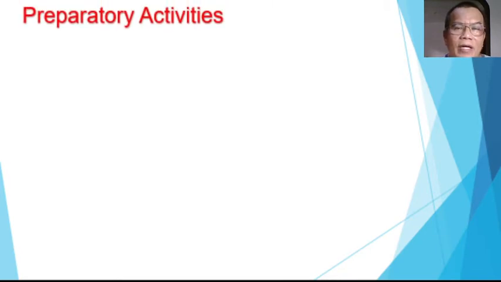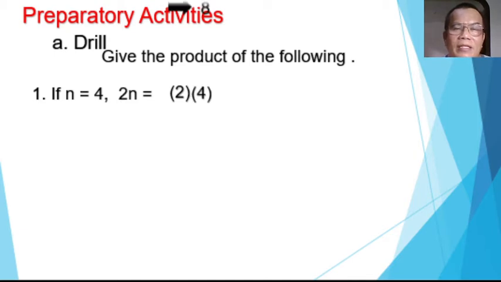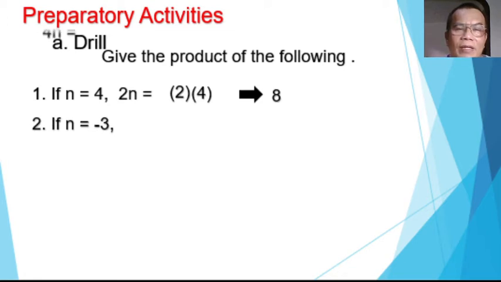For our preparatory activities, there are two. Let us have first a drill. Give the product of the following. If n is equal to 4, what is the value of 2n? So multiply 2 by 4 and the result is 8. If n is equal to negative 3, what is the value of 4n? So 4n is equal to 4 multiplied by negative 3, which is equal to negative 12.